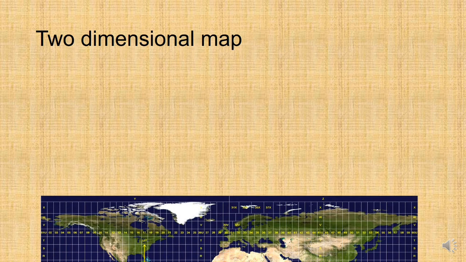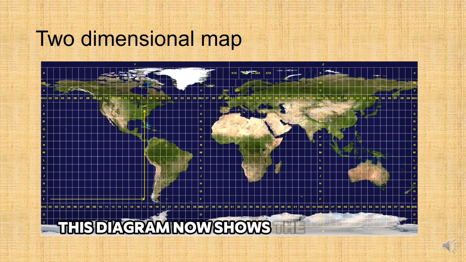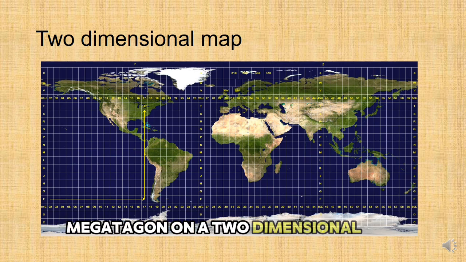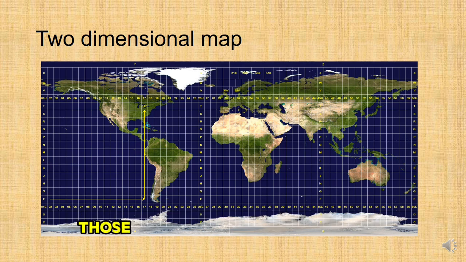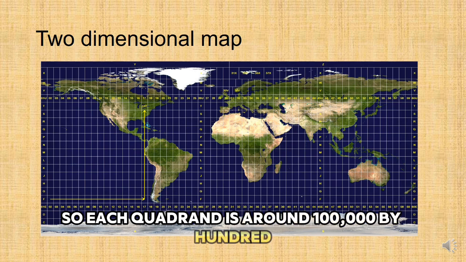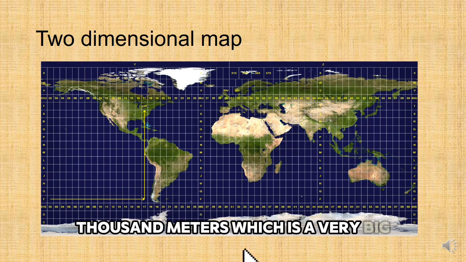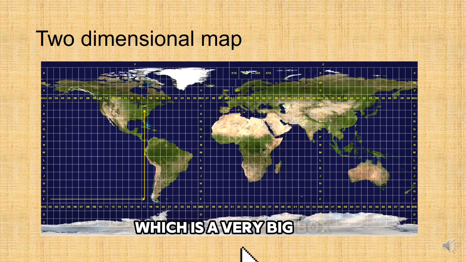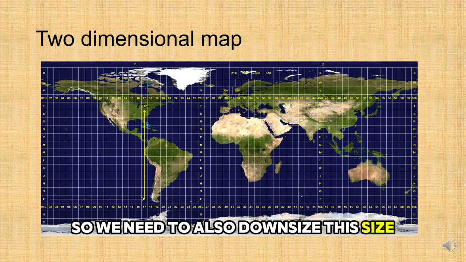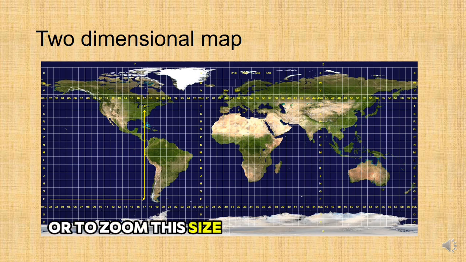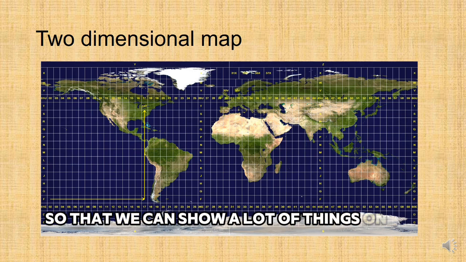This diagram now shows the transverse Mercator grid on a two-dimensional map, and it has got what we call quadrants. Those boxes are called quadrants. So each quadrant is around 100,000 by 100,000 meters, which is a very big box. So we need to also downsize this, or zoom this to a much smaller size and a larger scale, so that we can show a lot of things on the map.